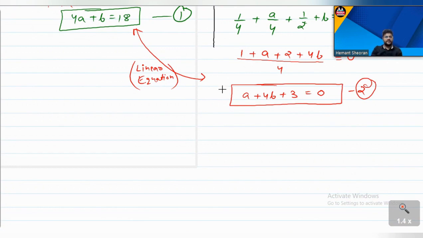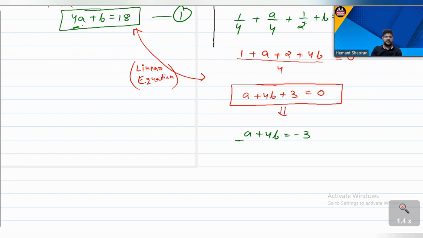So what we have to do in elimination, firstly you have to convert it in the same manner, that is the upper one written. So you can say a plus 4b is equals to minus 3. Now if you compare these two, coefficient of a is 4, coefficient of a is just 1. So let's make it same. How you can make it same? So we will times this equation by what?